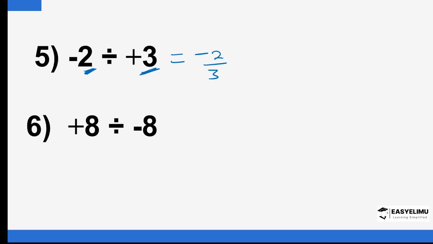See, so you can write it as a fraction. This one can be written as a fraction. So negative 2 divided by positive 3, you can simply write it as a fraction that way. That is a simpler version of the same.